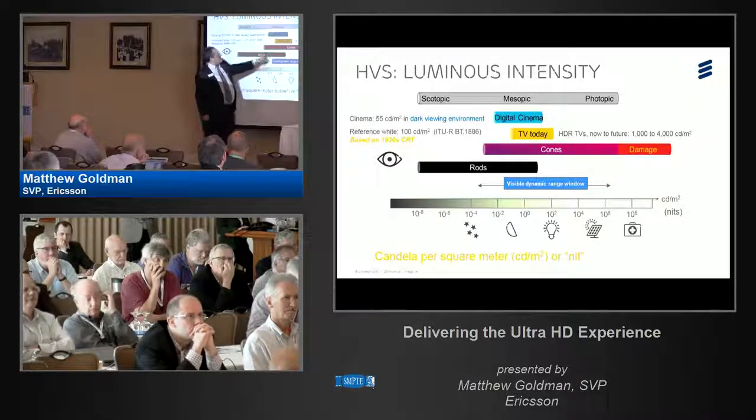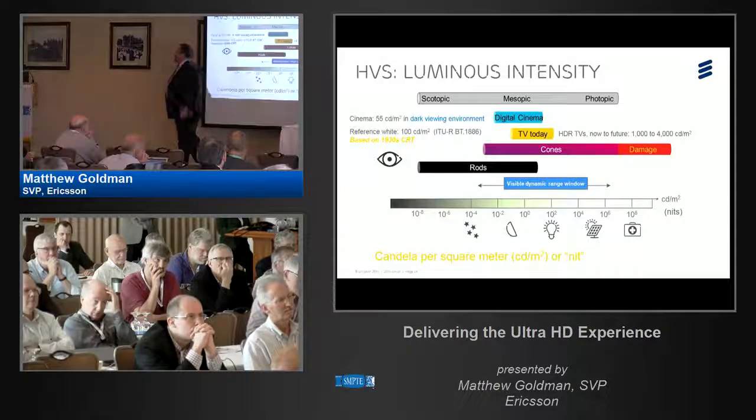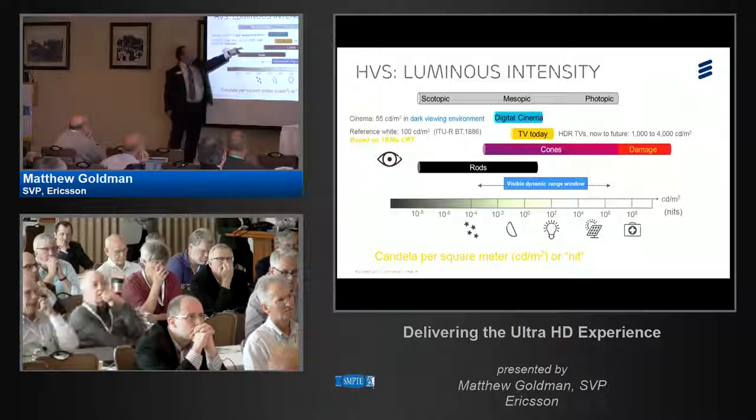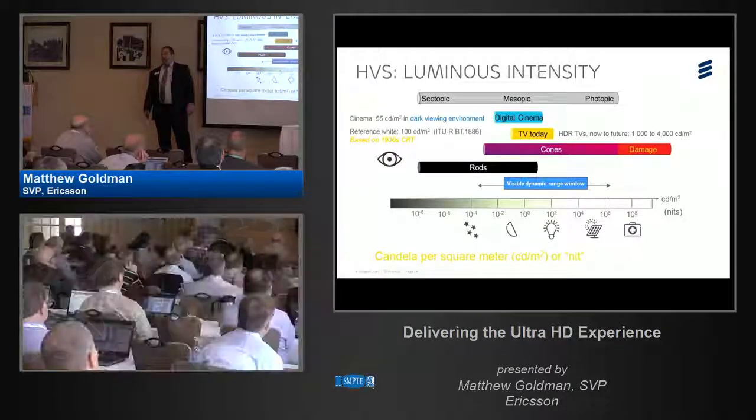The point I'm trying to make is television today is right here, okay? Its dynamic range is 100 candelas per square meter. That's the reference light level. That's the peak light level on your television.